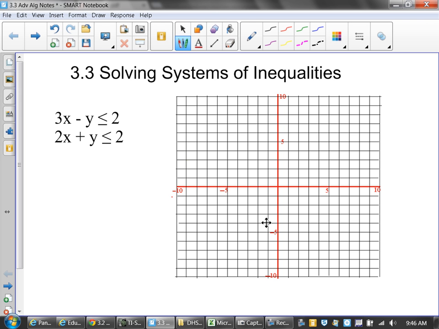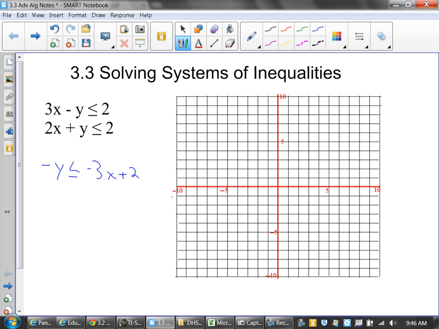Yeah. Anyway. So I'm just going to do this the old-fashioned way and go negative y less than or equal to negative 3x plus 2. Y is greater than or equal to 3x minus 2. Everybody okay with that first graph? I just solved for y. I used the rule of changing my inequality symbol because I divided it out by the negative. Now from here, I'm going to use my blue pen to mark it and go.